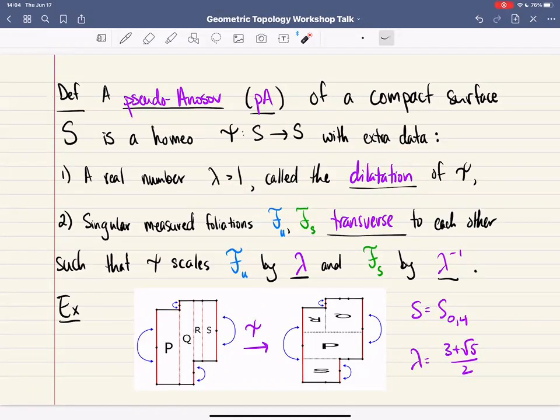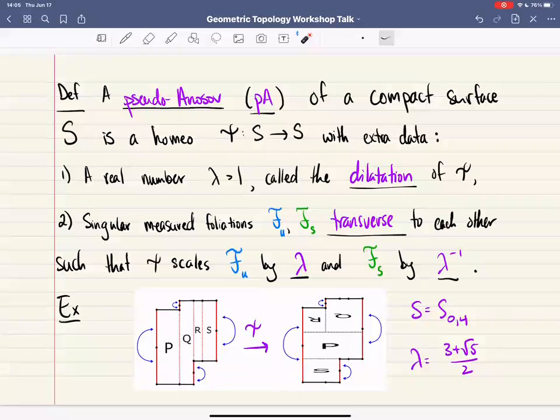The second piece of data is a pair of singular measured foliations, which I'm writing as F^U and F^S. These foliations are transverse to each other. And the first, F^U, is scaled by lambda under the homeomorphism. And the second, F^S, is scaled by lambda inverse. Okay, so imagine locally we have charts on our surface where we have horizontal and vertical lines, and the map is stretching the horizontal lines by a factor and shrinking the vertical lines by the inverse of that factor.